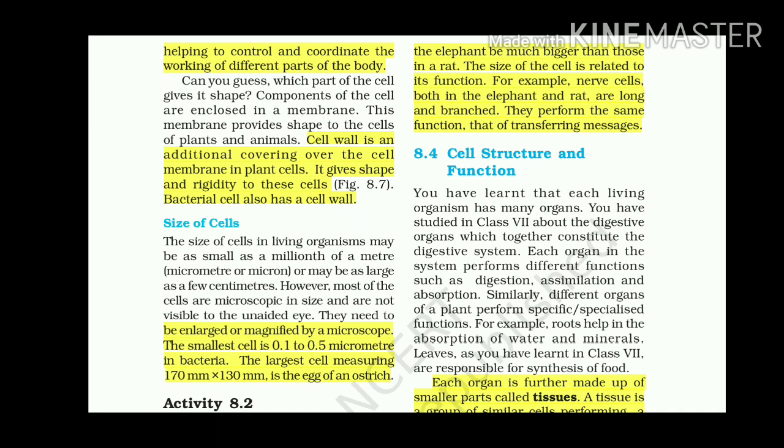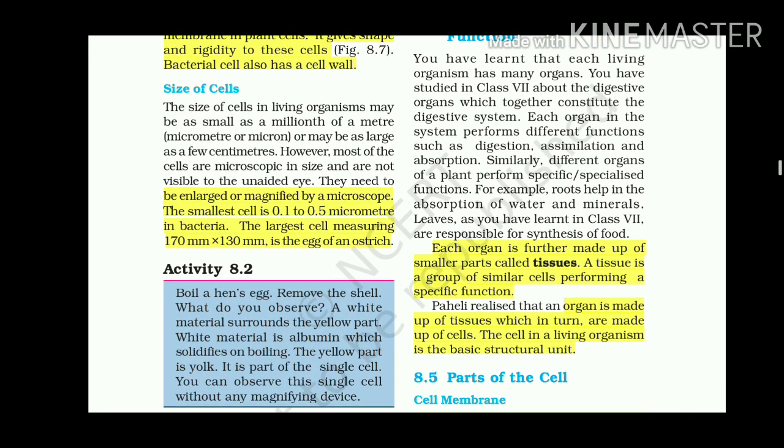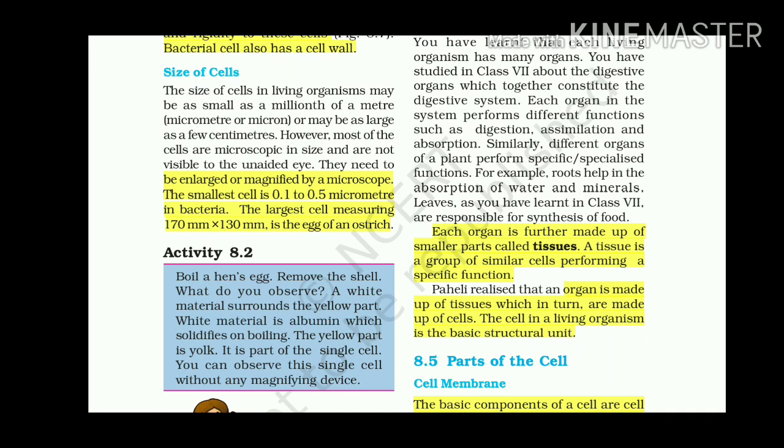Cell structure and function. You have learned that each living organism has many organs. You have studied in class 7 about the digestive organs which together constitute the digestive system. Each organ in the system performs different functions such as digestion, assimilation and absorption. Similarly, different organs of a plant perform specific or specialized functions. For example, roots help in the absorption of water and minerals. Leaves, as you have learnt in class 7, are responsible for synthesis of food.